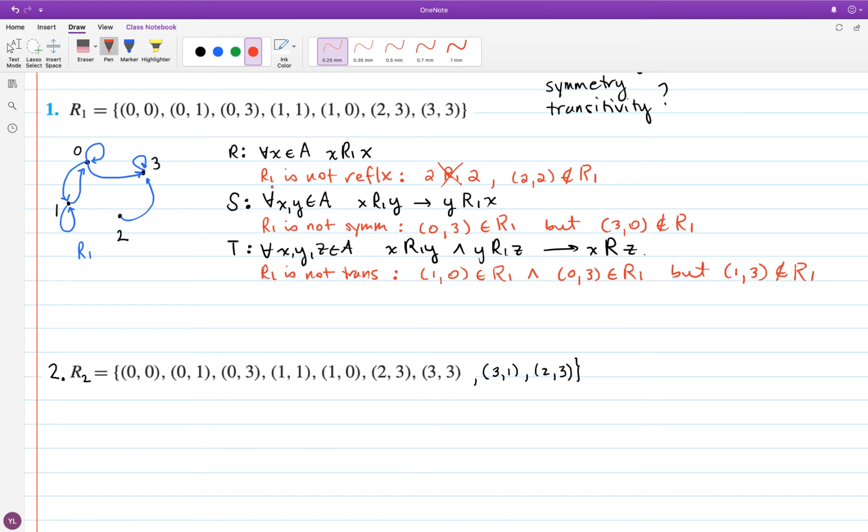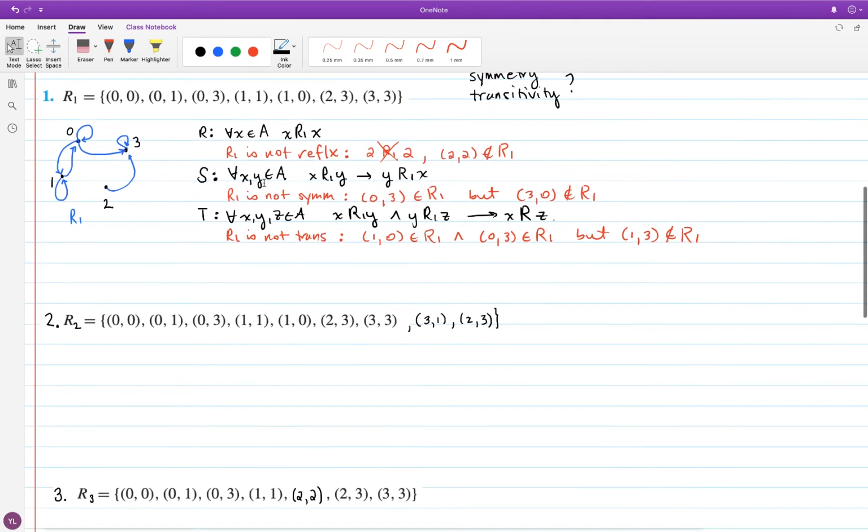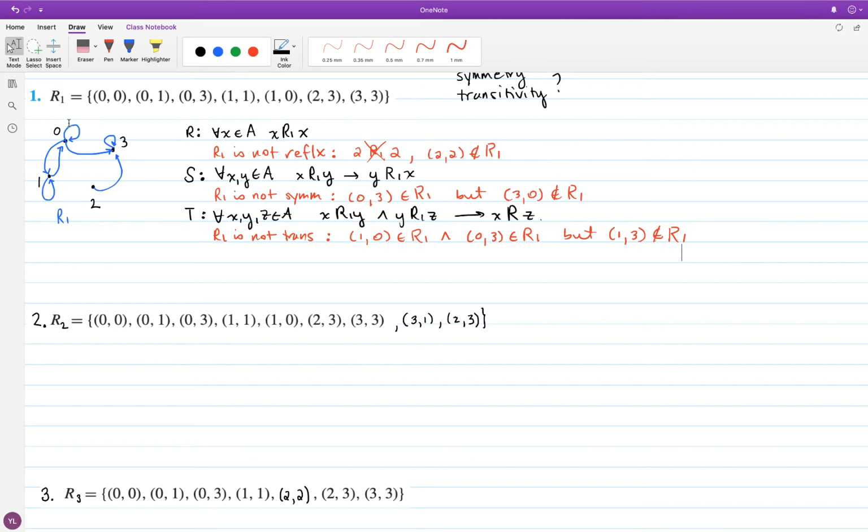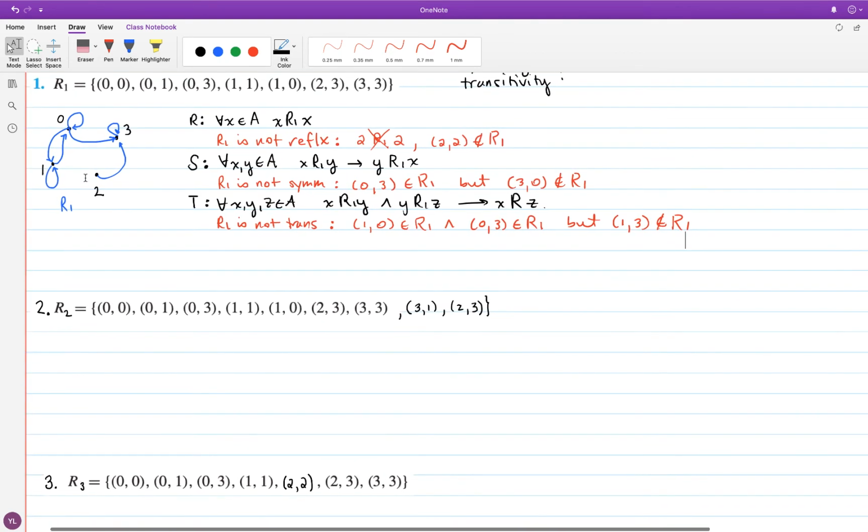I've just gone ahead and modified these two relations slightly. I've modified relation number 1 in 2 different ways. I'm going to draw the diagrams real quick, and then we're going to check the properties one by one again.